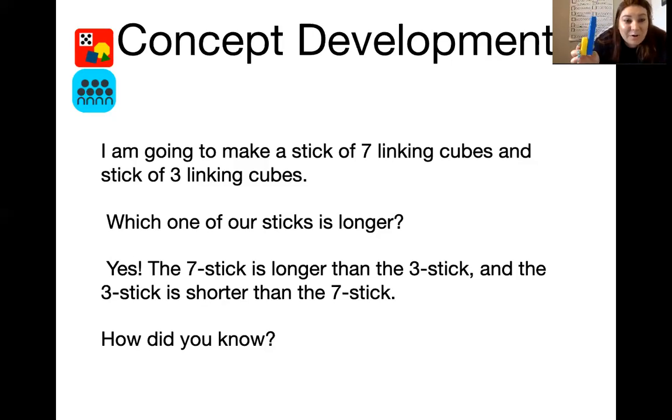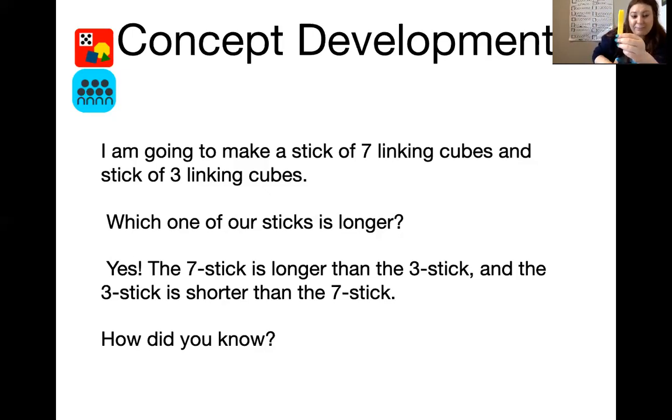Scholars, how did you know that? Okay, so some of you just looked at the stick. Some of you counted. Some of you just know that 7 is more than 3. Great job. Let's try another one. I'm going to take my yellow linking cubes and let's count. 1, 2, 3, 4, and 5. I have 5 in this stick.